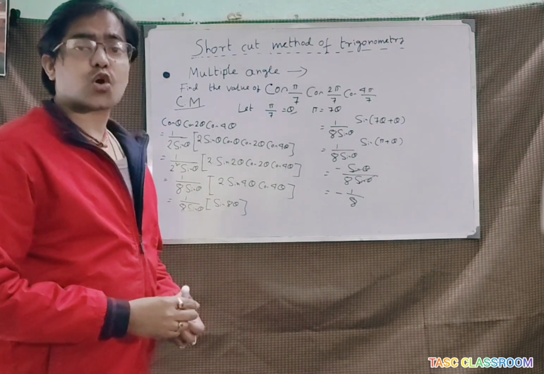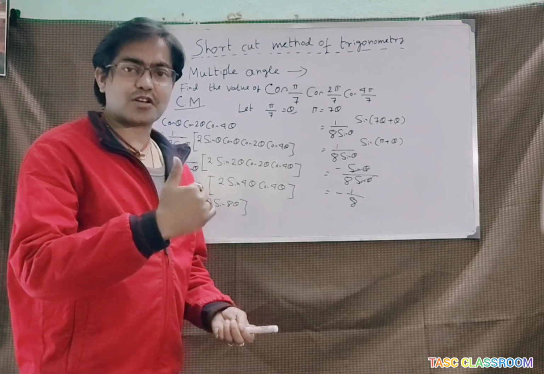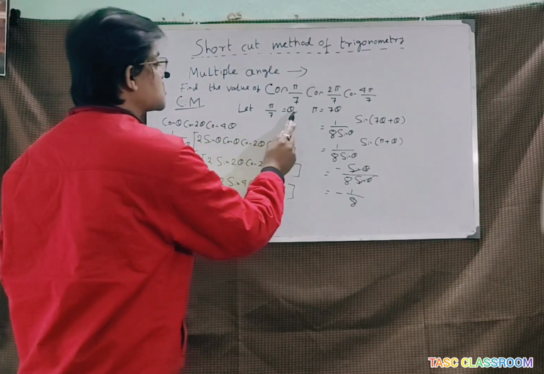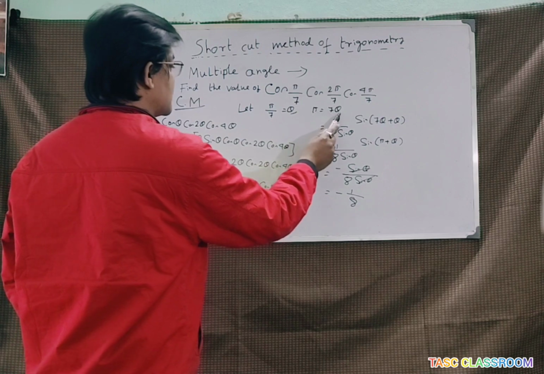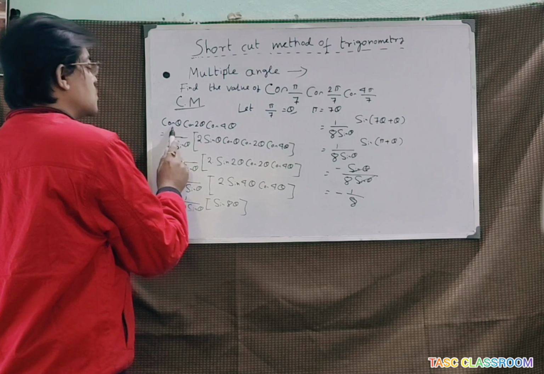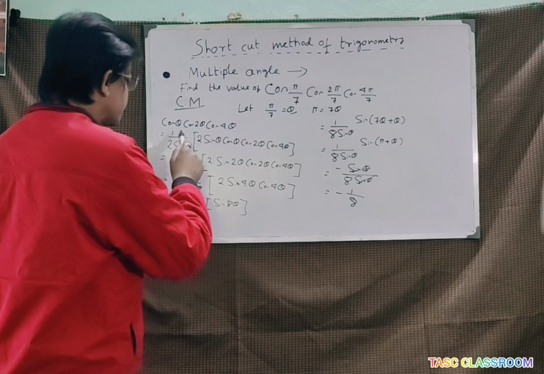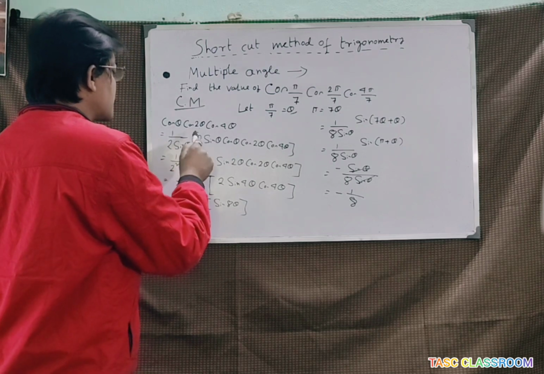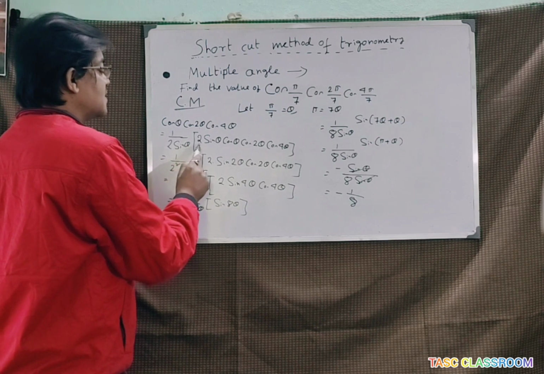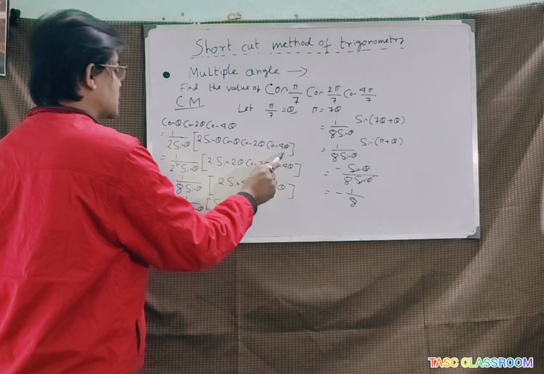Before applying the shortcut method, we have to know its conventional method. What is the conventional method? Let pi by 7 equal theta, then pi equals 7 theta. Putting the values of pi by 7, we have cos theta, cos 2 theta, cos 4 theta. Multiplying numerator and denominator by 2 sin theta, we have 1 by 2 sin theta into 2 sin theta, cos 2 theta, cos 4 theta.